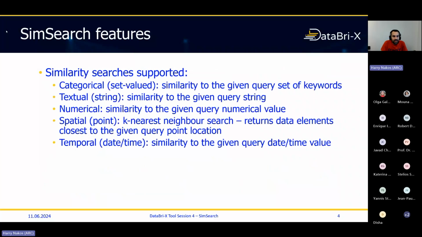So, in detail, the attributes supported are: categorical data with set values, where the similarity is checked against a set of keywords; textual, where the similarity is checked against the query string and possibly uses Levenshtein distance; numerical, where the values are checked for how close they are together; spatial, where points are checked for how close together they are and a k-nearest neighbor search is performed; and temporal, which is not much different than numerical, where the dates and times are checked regarding how close they are together.